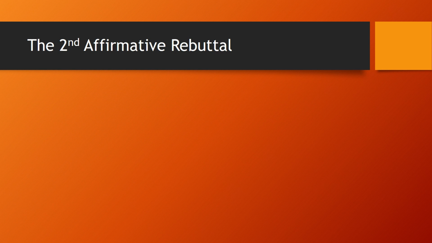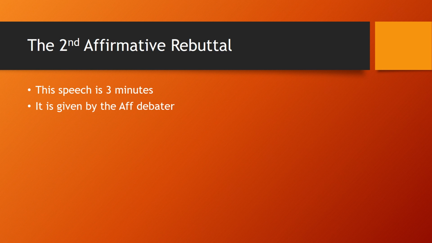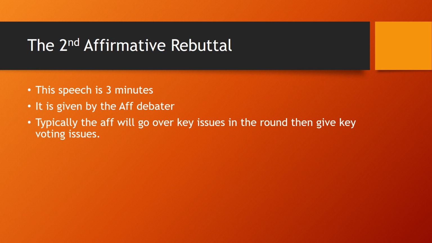The last speech in an LD round is the second affirmative rebuttal. It's 3 minutes long. It's given by the affirmative debater. Typically, the AF goes over the key issues in the round, then gives key voting issues. And to explain this here, what's going to happen in the second affirmative rebuttal is that if the AF feels the neg made a big point that they need to address, or there's some issue that they need to cover a little bit more, they'll go over it. It should generally just be one thing. Then they should go right into giving key voting issues. And these are, once again, the reasons why they feel like they've won the round.